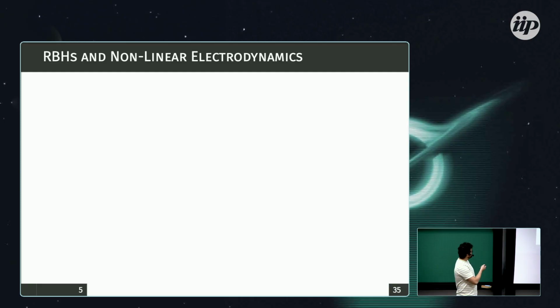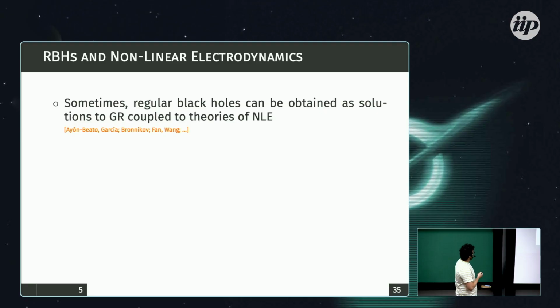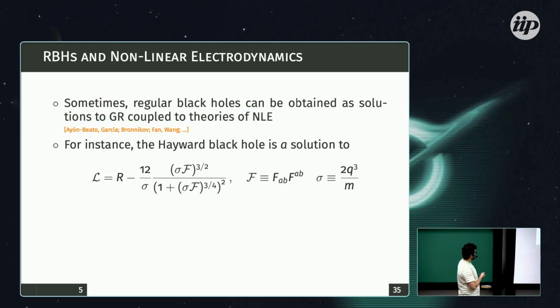There is a huge body of literature about regular black holes and trying to embed them in theories, in particular theories of nonlinear electrodynamics coupled to general relativity. So let me mention that. In that context, you can obtain them as particular solutions to general relativity coupled to theories like this, for example. You have Einstein gravity and you have some very complicated Lagrangian that depends on the Faraday tensor in a very bizarre way.